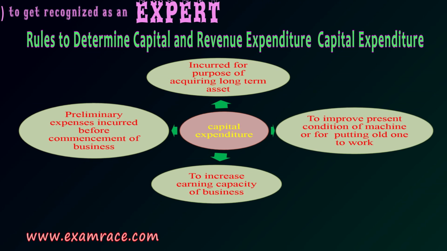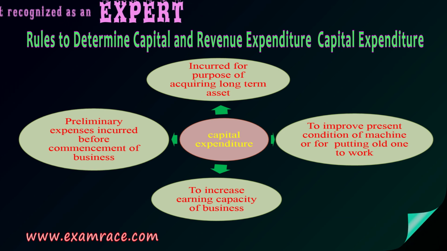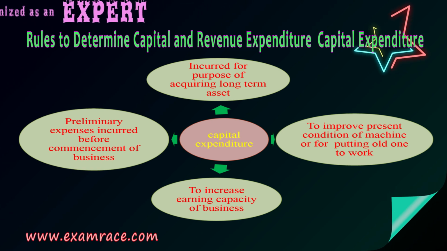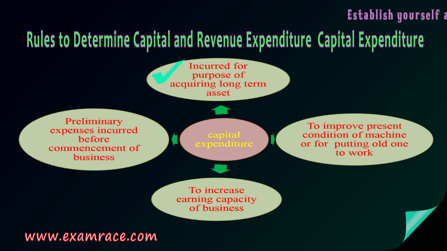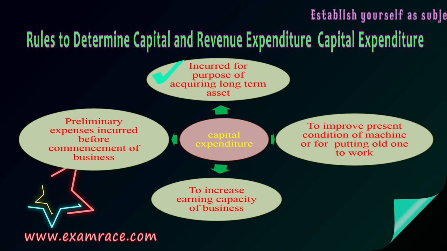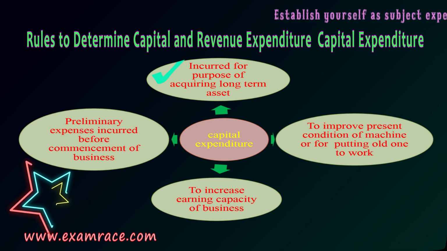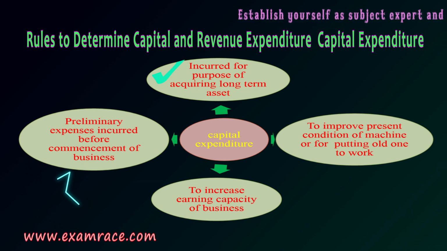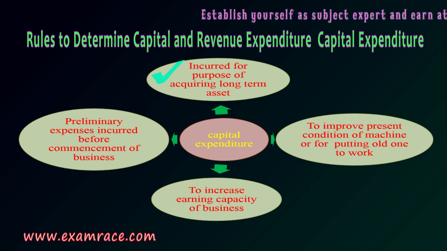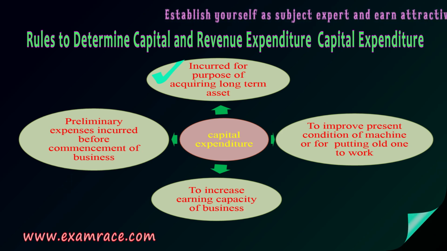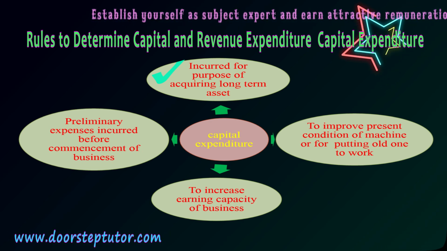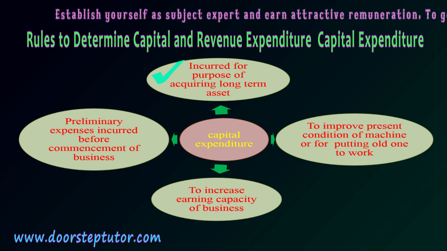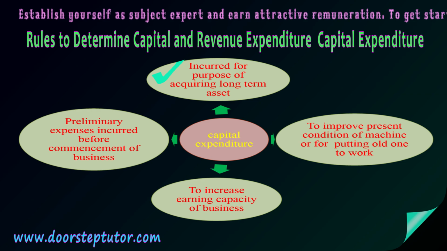Now let's discuss the rules to determine capital and revenue expenditure. First, coming to capital expenditure, for an expenditure to be termed as capital expenditure, it has to fulfill a few basic needs. The first one is that it should be incurred for the purpose of acquiring a long-term asset. A long-term asset can be anything, for example, land, building, machinery or plant, anything through which the business can derive long-term benefit.